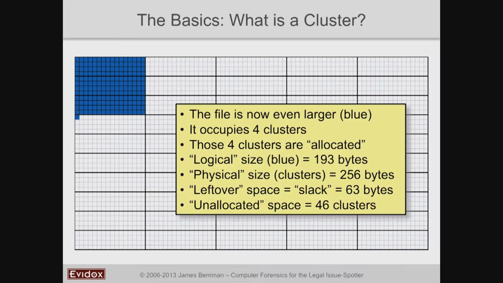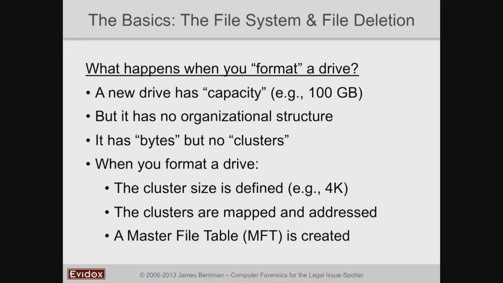It rolls over to the next, and that's allocated to your file. So now 4 clusters are allocated to that file. You're still with me, right? Haven't gone too far. Okay, so what happens when you format a drive?